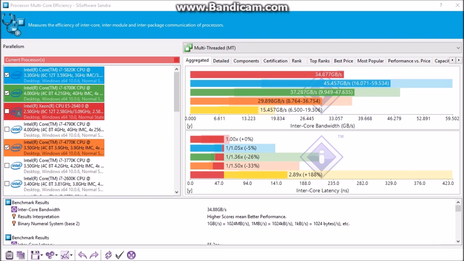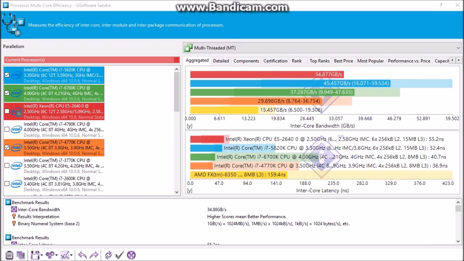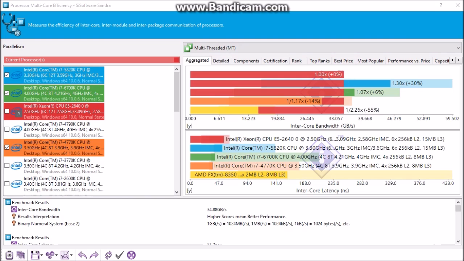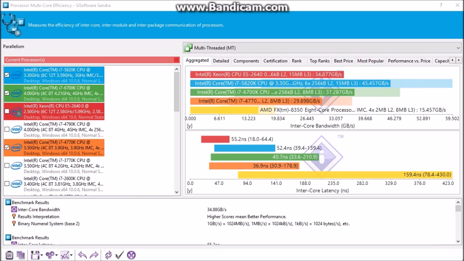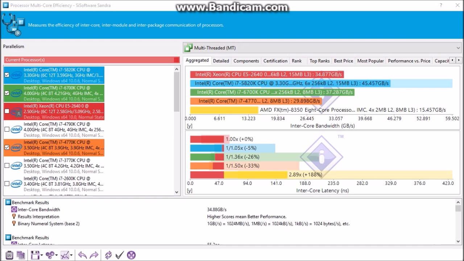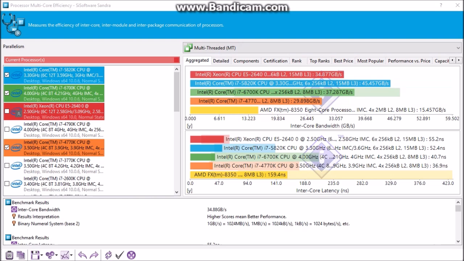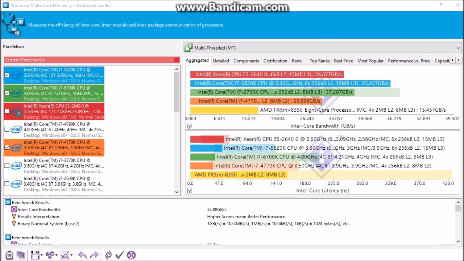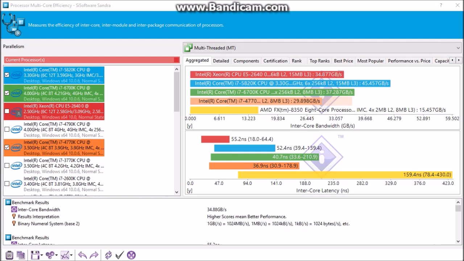If we take a look at the top, the intercore bandwidth, you can see it's actually not that bad. In efficiency compared to the other CPUs, it's not that far behind at all. Behind the 5820K, there's absolutely nothing much in it between the E5 2640 and the 6700K Skylake CPU. It actually beats out the 4770K in this test. All three, including our Xeon, beat out the 4770K.